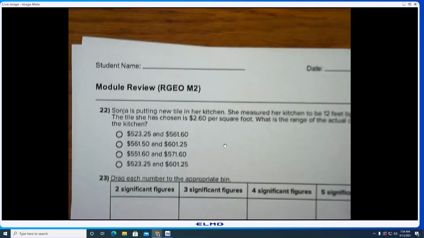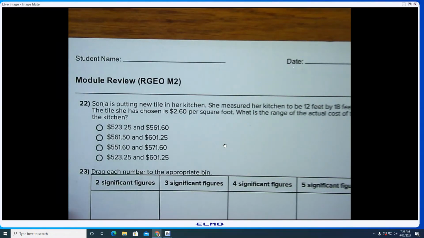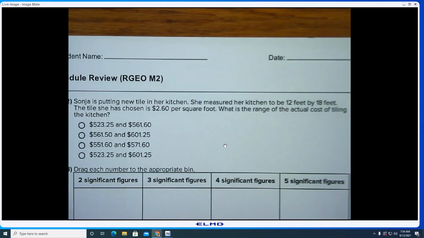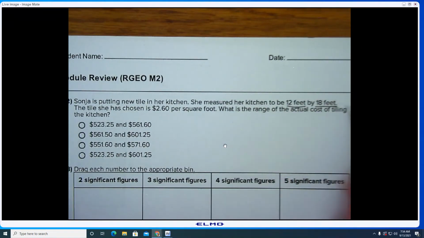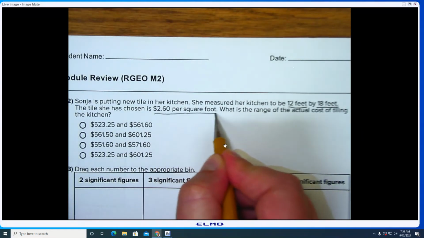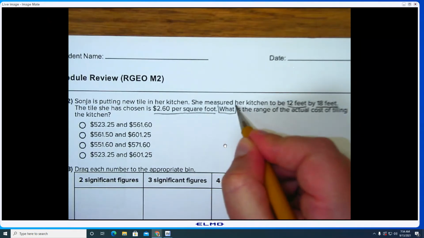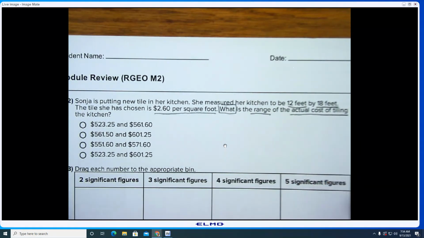22. Sonja is putting new tile in her kitchen. She measures her kitchen to be 12 feet by 18 feet. The tile she chose is $2.60 per square foot. What is the range of the actual cost of tiling the kitchen?